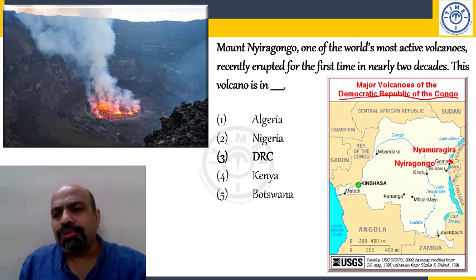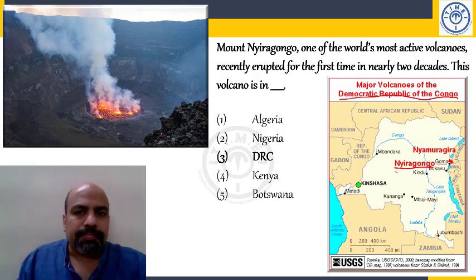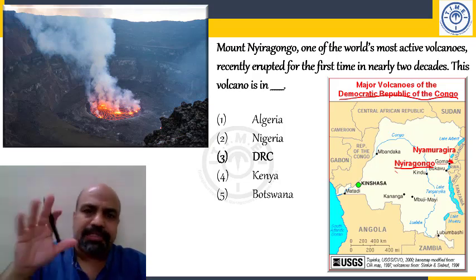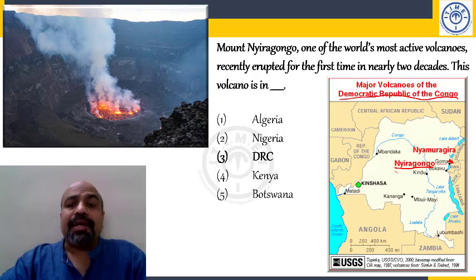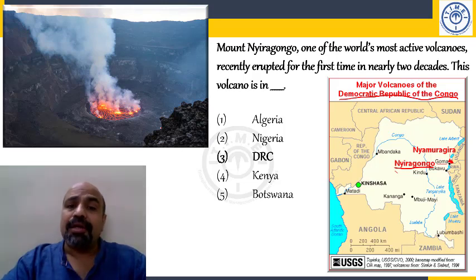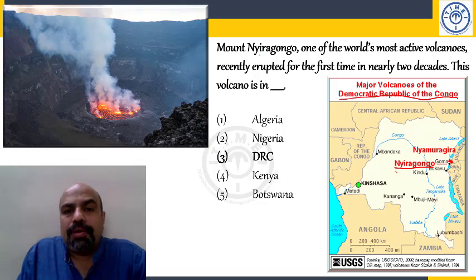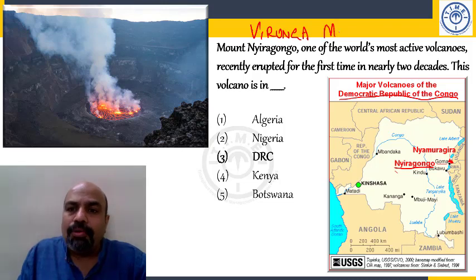So, I want you to write about this particular volcano. Please write 2-3 things, and then we will discuss the countries. Please write. Niara or Naira, both are right pronunciations. Okay. Nyiragongo, underline that. First point. Located in Virunga Mountain Range.